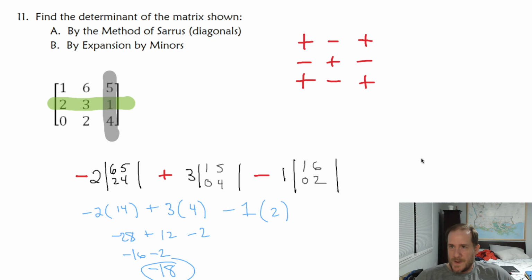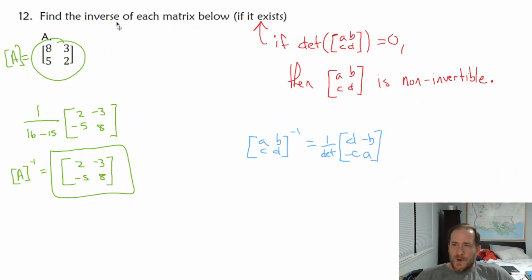Great, moving on. Number 12 is where we were finding the inverse of a 2 by 2. So I guess I talked about how this whole thing about if it exists is because if the determinant of a matrix is 0, then the matrix is referred to as non-invertible. It doesn't have an inverse. And that's obvious, really, because our formula for the inverse contains this 1 over the determinant scalar, right? And of course 1 over 0 is undefined. So of course you can't have an inverse when your determinant is 0.